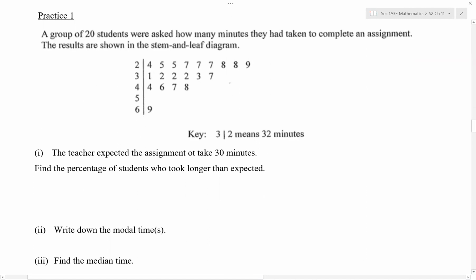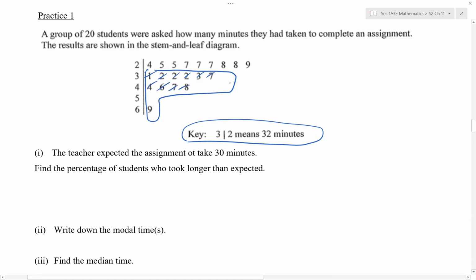We have 20 students, and there was a survey done to see how many minutes they used to complete an assignment. It's shown in a stem and leaf diagram. We've got a key over here to remind us that 3 with a vertical line, stroke 2 means 32 minutes. So the teacher expected the assignment to take 30 minutes, but not everybody did. Find the percentage of students who took longer than expected. So the people who took longer than expected, they're found over here. So you got 1, 2, 3, 4, 5, 6, 7, 8, 9, 10, 11. 11 of them took longer than expected.